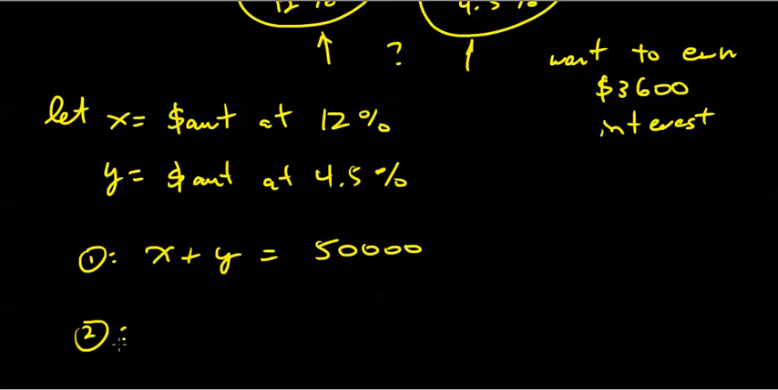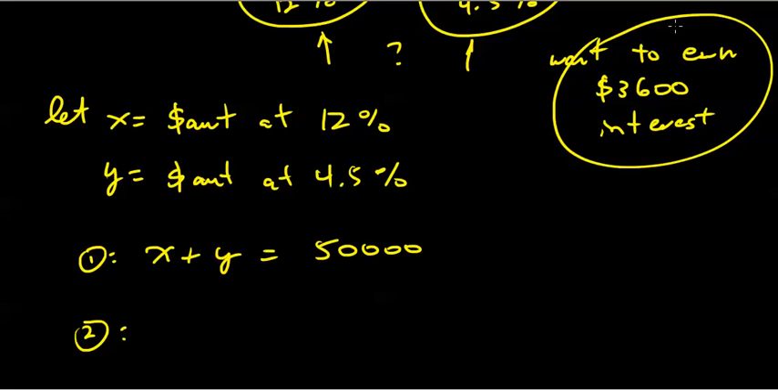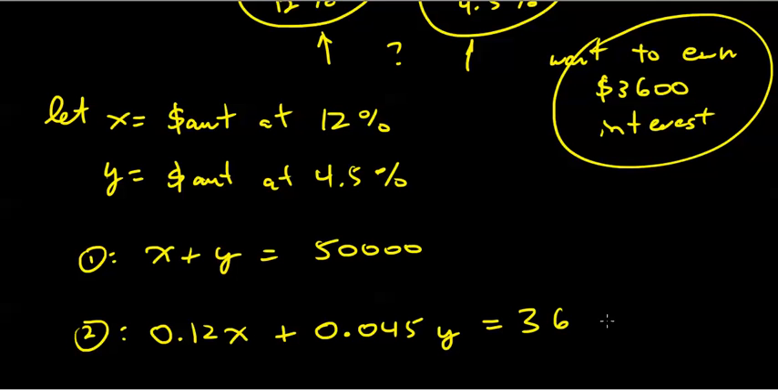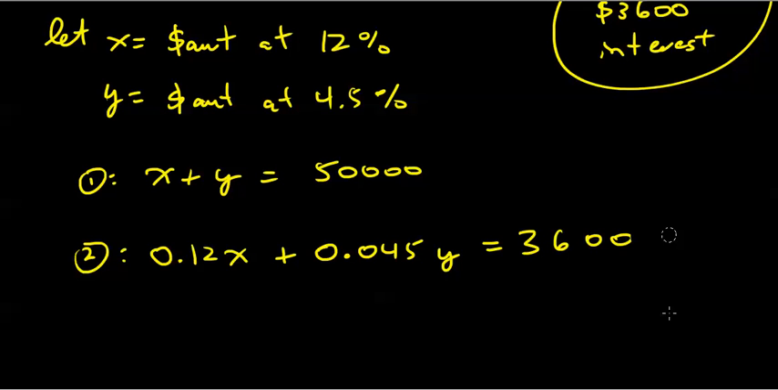Well, I can say something about the interest from these two accounts. Now remember, we want to earn $3,600 in interest from both of these accounts. So what I'll say is 12% interest from the ALCO account plus 4.5% interest in the CD account has to equal $3,600. Oops, not thousand. $3,600. All right, so let's look at the second equation. The second equation is a little more involved. This represents the interest from the 12% account. This represents the interest from the 4.5% account. And this represents the total interest from both accounts.